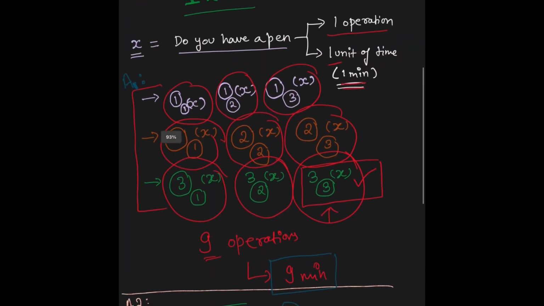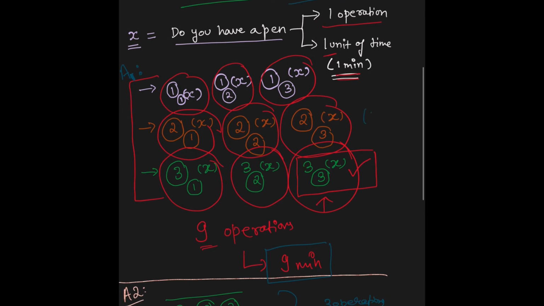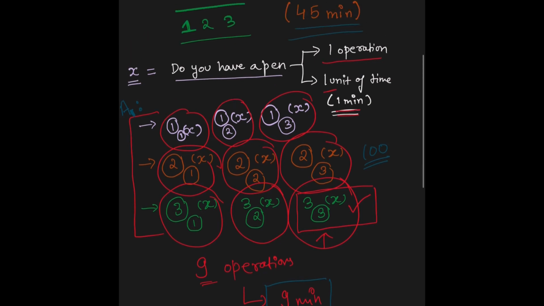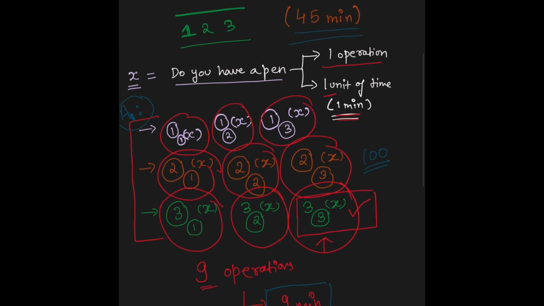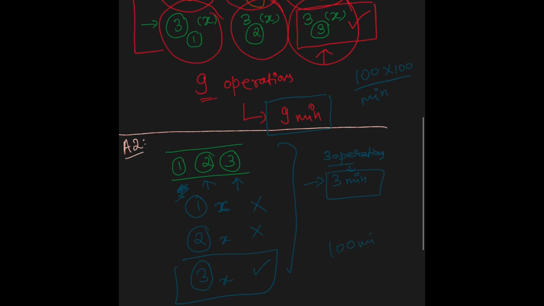But consider, in a class of 45 minutes, if I had not 3 but 100 students, this first approach, A1, would take us 100 into 100 minutes, and this would take us 100 minutes. Obviously this approach looks better. Obviously it doesn't solve our problem of completing the pen fetch in 45 minutes, but it is much better than this algorithm.